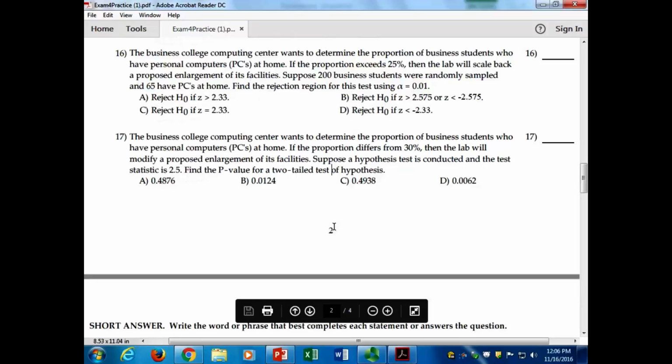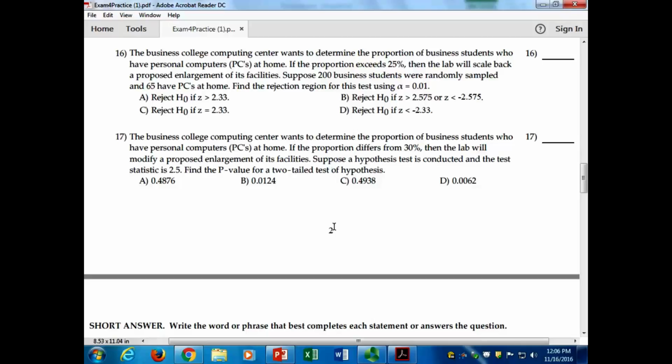All right. So the Business College Computing Center wants to determine the proportion of business students who have PCs at home. If the proportion exceeds 25%, they're going to scale back on a proposed enlargement. So they're saying, hey, if everybody's got computers anyways, we don't need to be spending a bunch of money on tons of computers. So suppose they take 200 business students and they find that 65 have PCs at home. Find a rejection region for this test if you were going to use alpha equals 0.01.